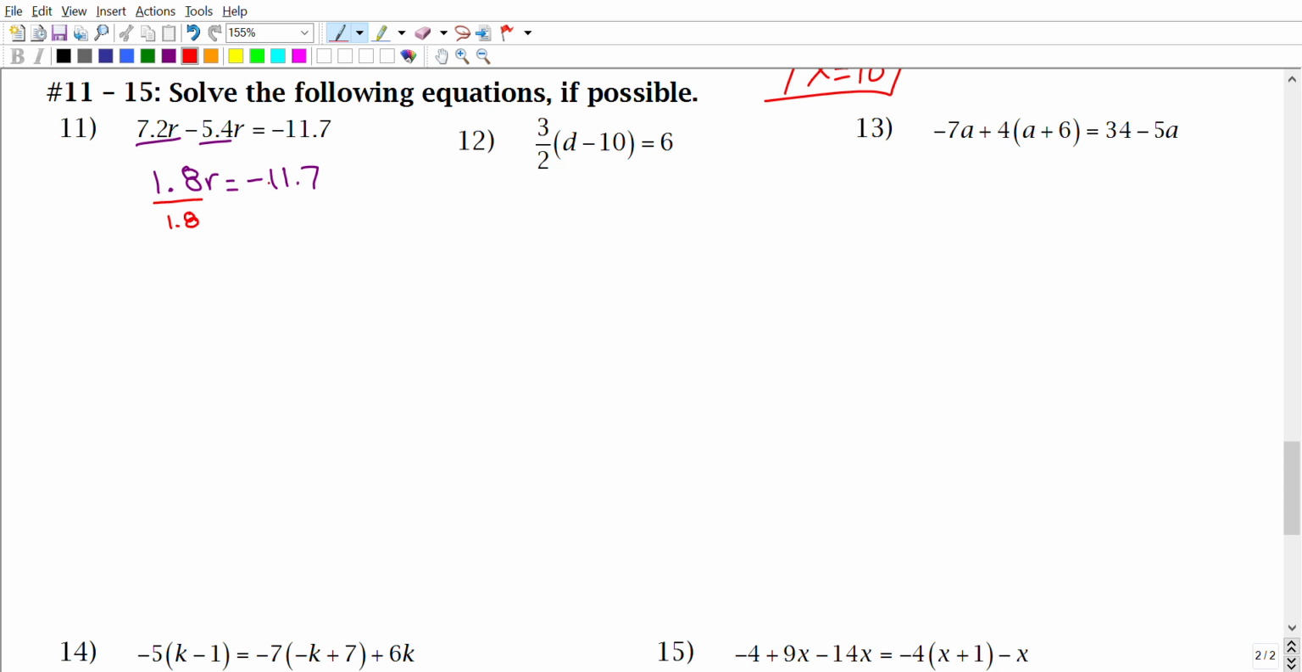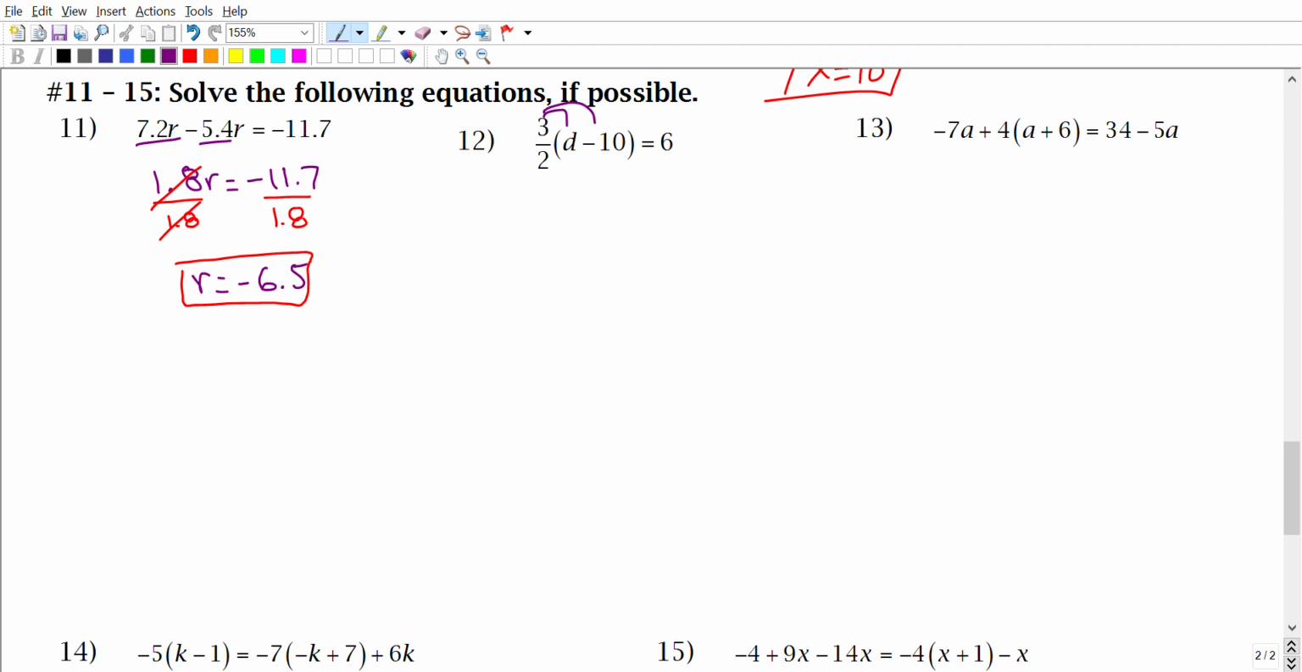I can now use SADMAP because I have only one variable, so I don't have to get the two variables that were on both sides onto just one. So I'm using SADMAP here, so I get r equals, let's see, negative 6.5, if I'm not mistaken. So we have our final answer. Okay, so all we did was combine like terms. Because we didn't have variables on both sides, we can go straight to SADMAP. So I divided by the 1.8 and got our answer.